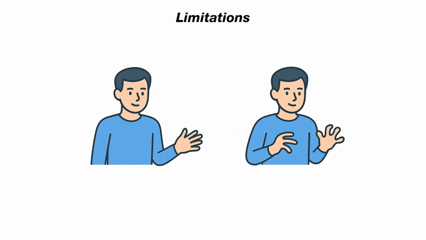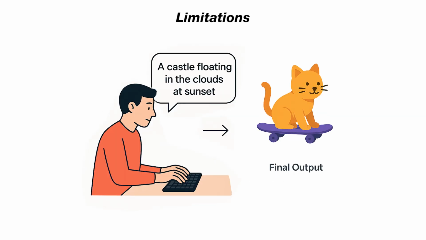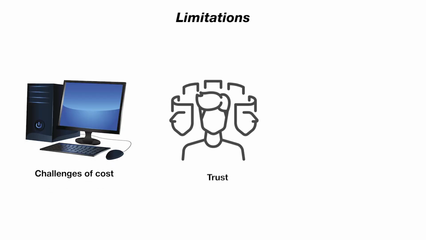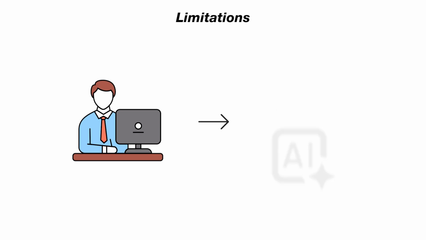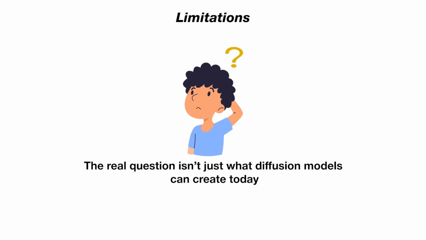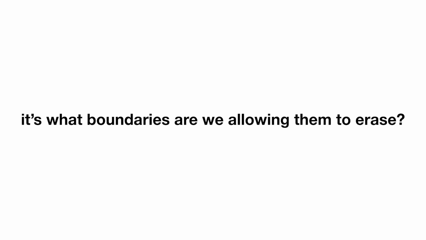And that is even in normal use. Edge cases arise often, and sometimes the models produce distorted hands, inconsistent text, or they just fail to follow prompts exactly. These limitations remind us that diffusion models, despite their brilliance, are not perfect. They bring challenges of cost, trust, and responsibility that researchers and users must actively address as technology spreads. And the real question isn't just what diffusion models can create today. It's what boundaries are we allowing them to erase?